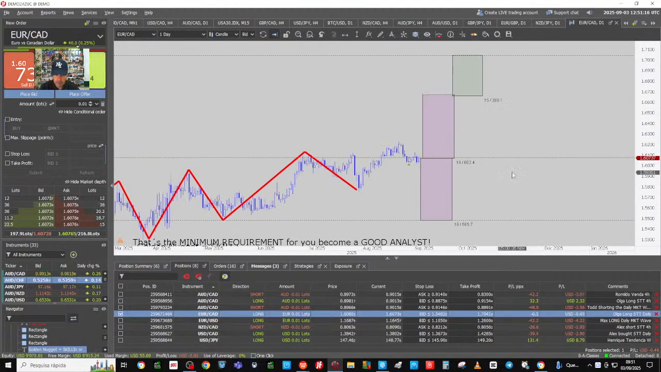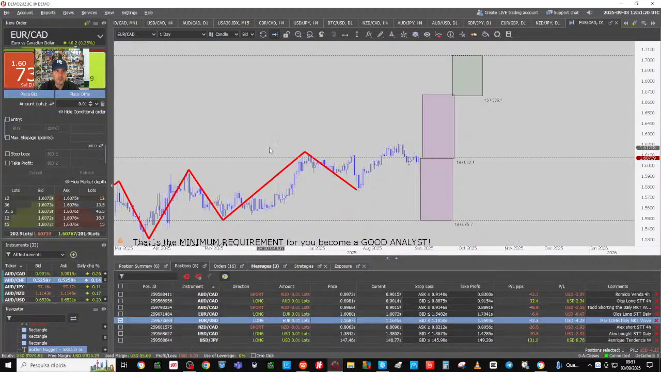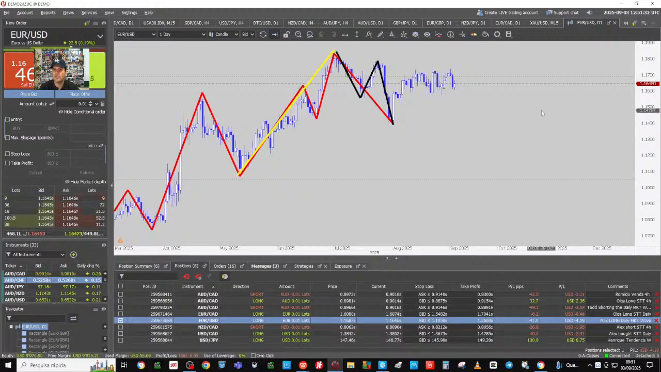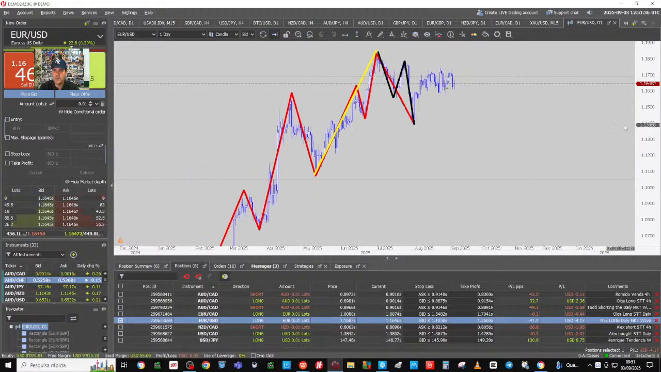Euro, there you go. Euro dollar, Max. What do you want to do, Max? Max is here, everybody, on Teams. Max, Euro dollar, give me a second. Euro dollar, Max. Max long on daily market wave, right?